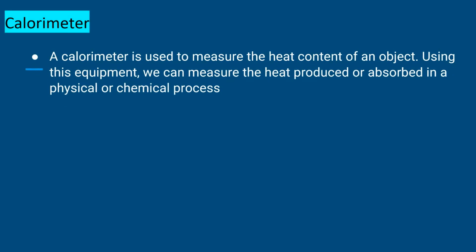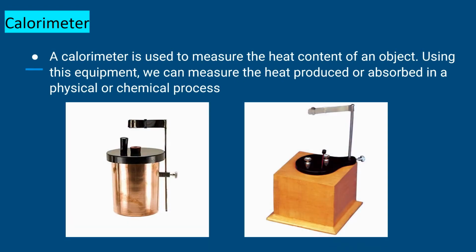Children, we have studied that a thermometer is used to measure the temperature of an object. But how do we measure heat? The device used to measure heat is called the calorimeter. So a calorimeter is used to measure the heat content of an object, and using this equipment we can measure the heat produced or absorbed in a physical or chemical process.